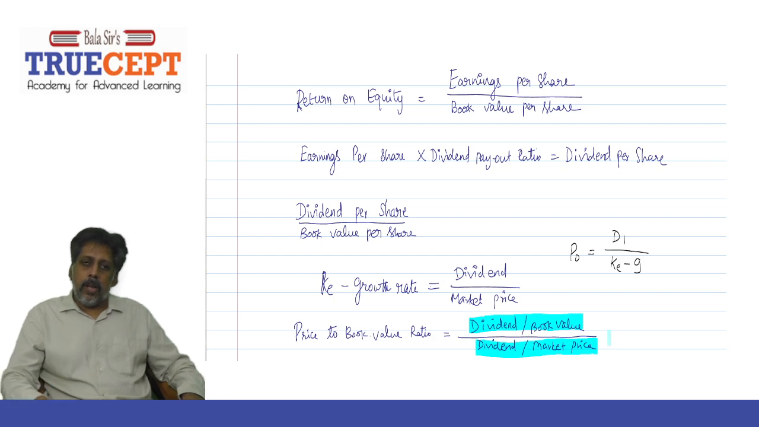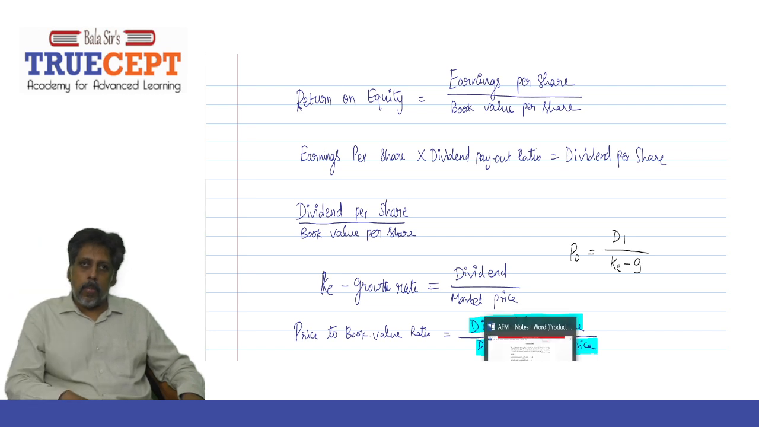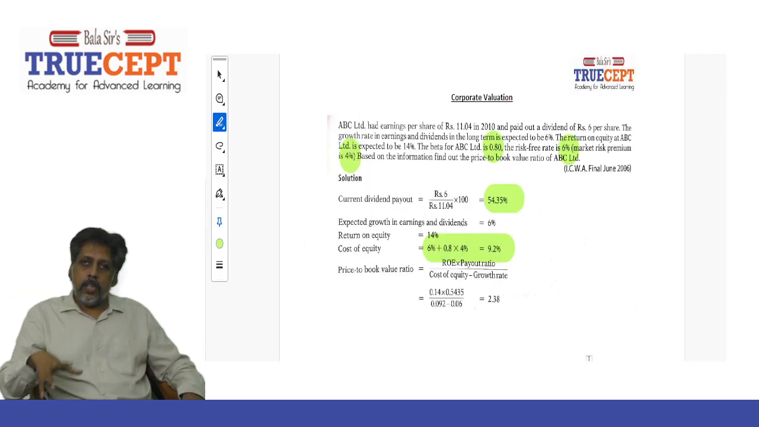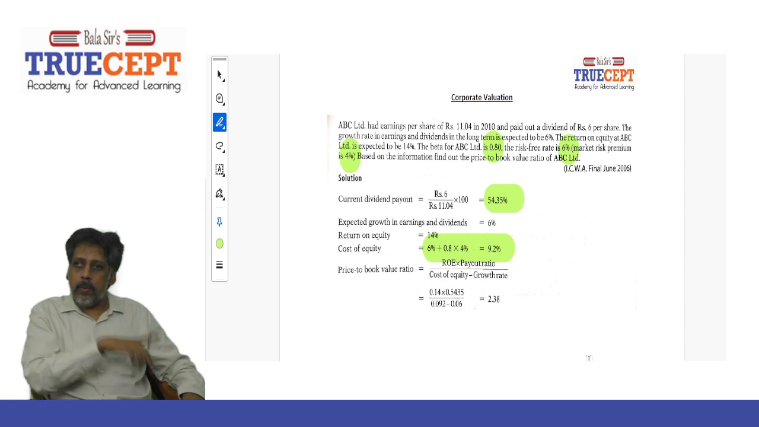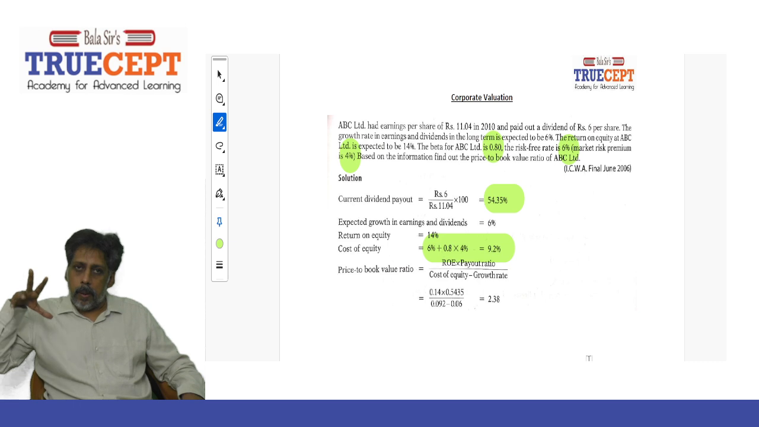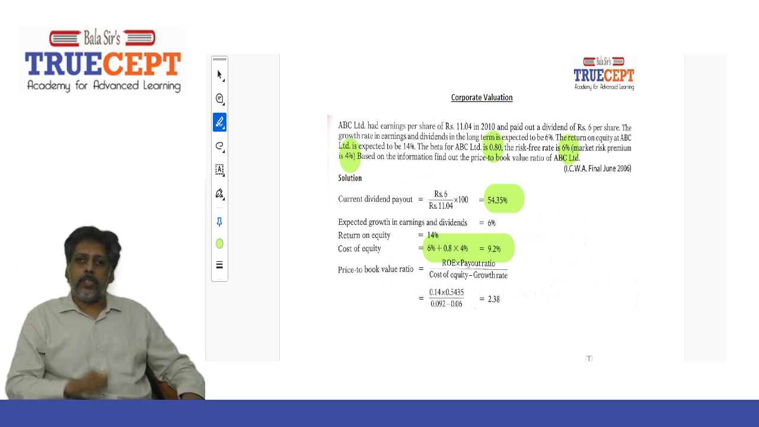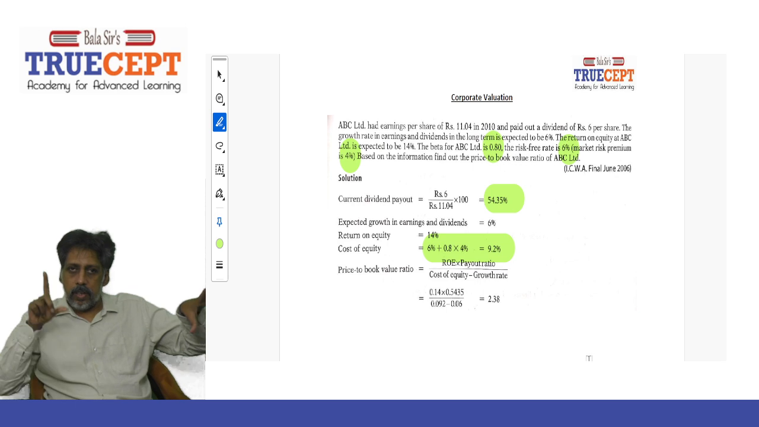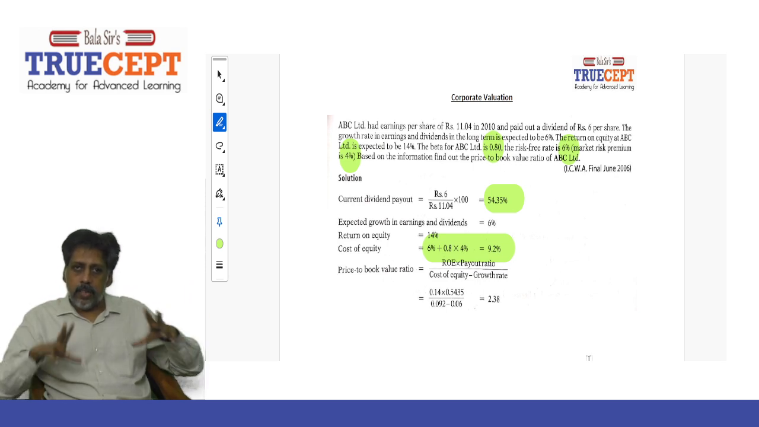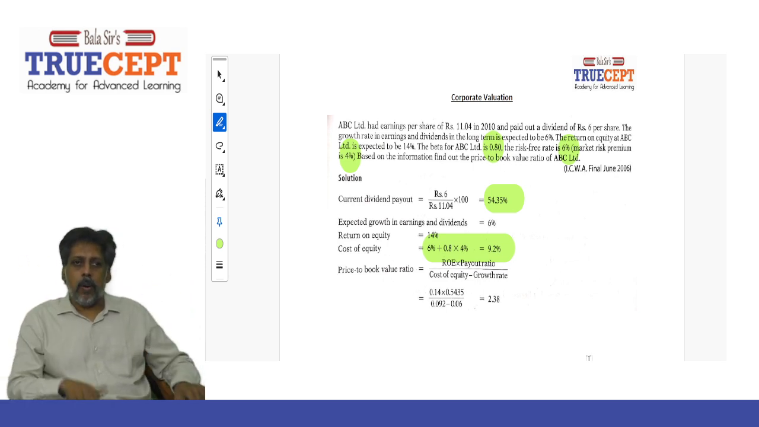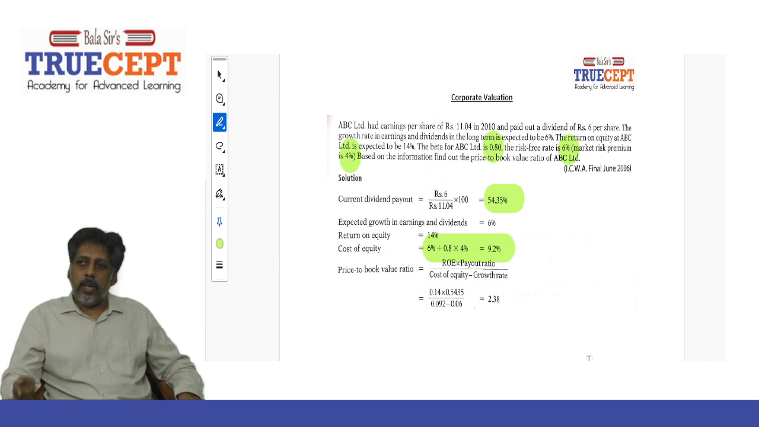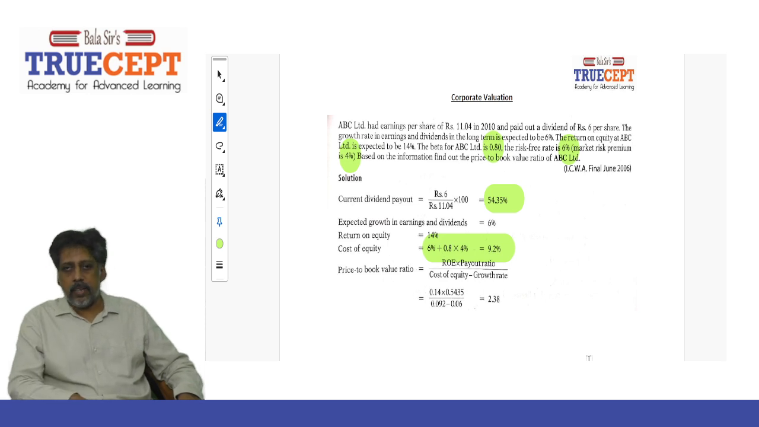Now, what is the formula? Let's have the printed solution on the screen. Price to book value ratio equals return on equity into dividend payout ratio, which gives dividend by book value per share in the numerator, divided by cost of equity minus growth rate, which gives dividend by market price in the denominator. So you will get your price to book value ratio of 2.38 times. Is that clear? Yes, sir.